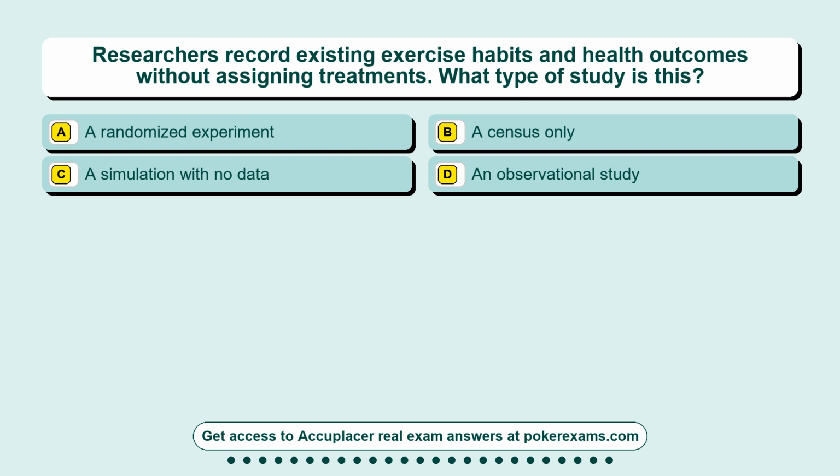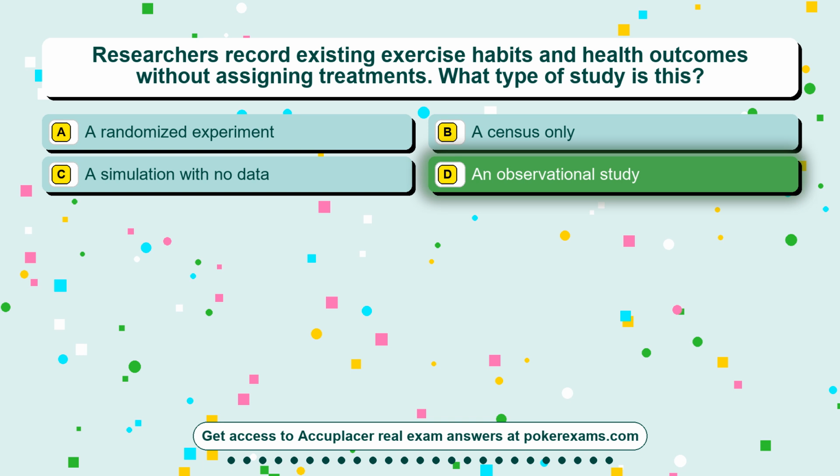Question 8. Researchers record existing exercise habits and health outcomes without assigning treatments. What type of study is this? Option A, a randomized experiment. Option B, a census only. Option C, a simulation with no data. Option D, an observational study. The correct answer is option D, an observational study.